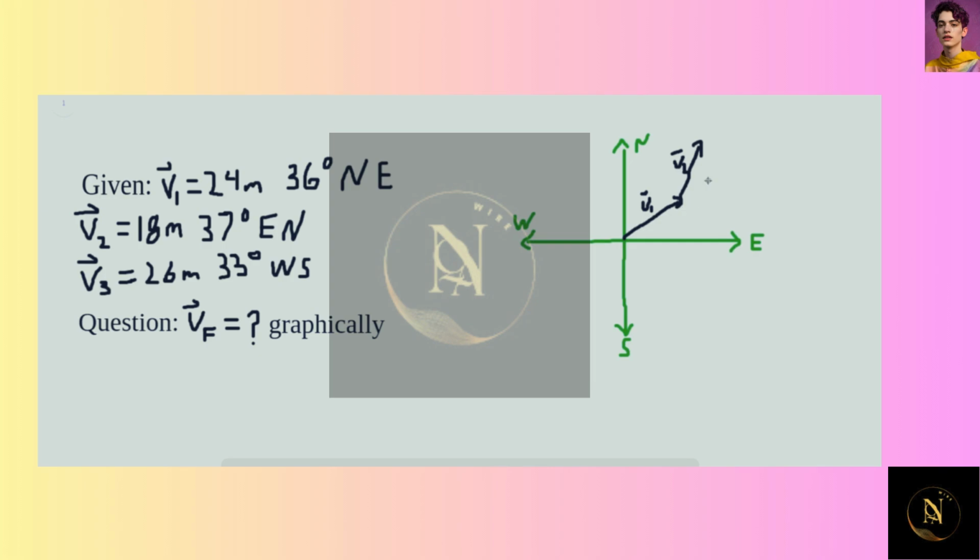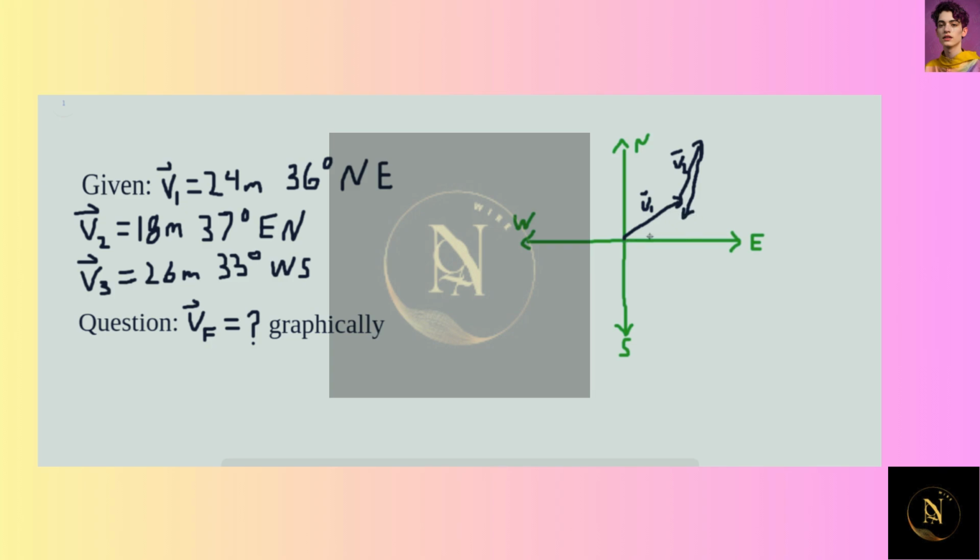Okay. Now we're going to go down 26 meters, so a little bit farther than V1. We're going to go down 26 meters, and that is going to be in the direction west of south. So we're going to go west of south. West of south is going to be back in this direction, and that's 33 degrees.